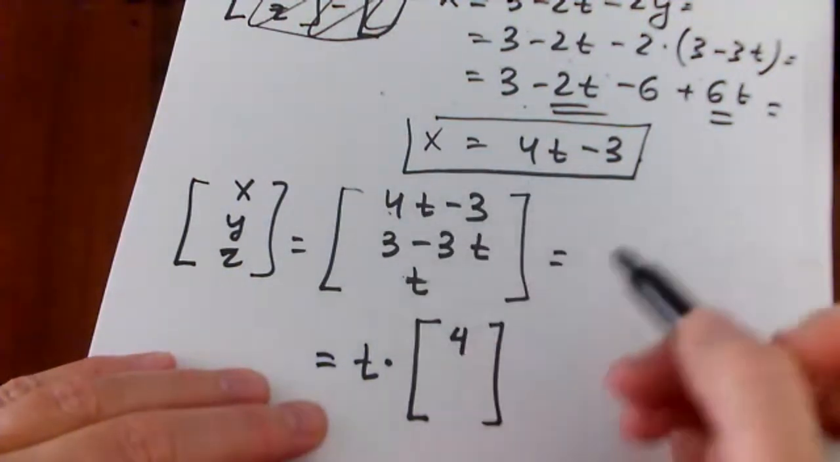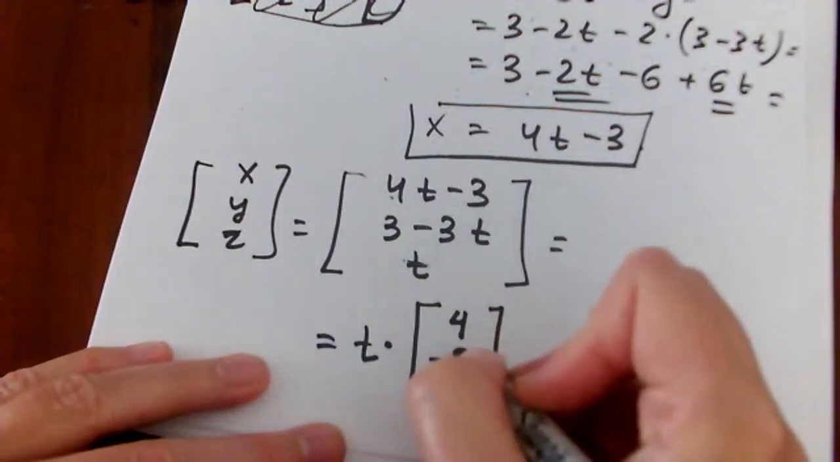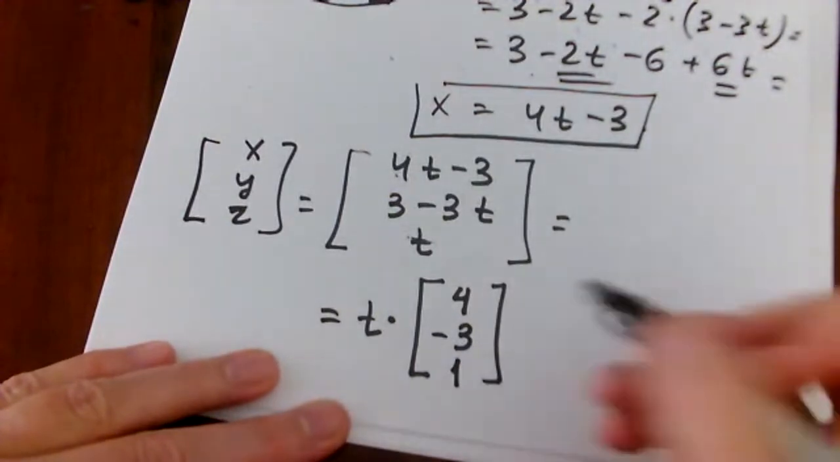It means the coefficient is 4. And that's it. So in the second row, you have minus 3. So it means that it has coefficient minus 3. And in the last row, t corresponds to 1.